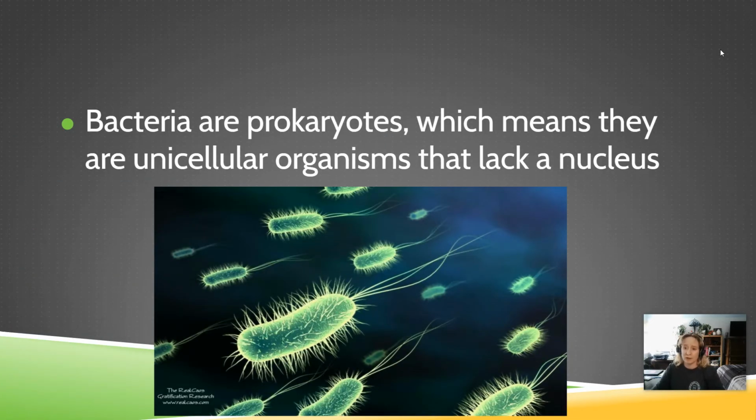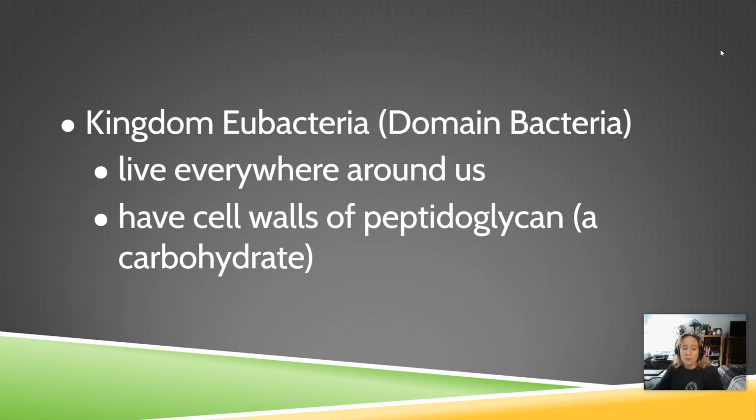So bacteria are prokaryotes, which means that they are unicellular organisms that lack a nucleus. We talked about eukaryotes, so they have a nucleus. So those are the two types of cells. All bacteria are divided into two groups. They are kingdom eubacteria, which is domain bacteria. These live all around us. These are the ones that get us sick, that we use in our food. They have cell walls of peptidoglycan, which is a carbohydrate. So that's one way that scientists can know what group they're in.